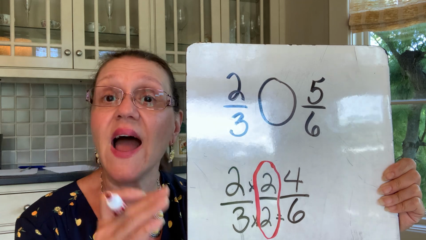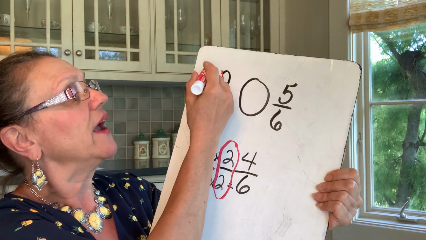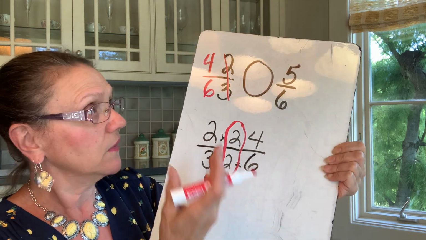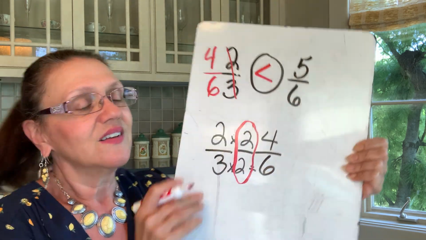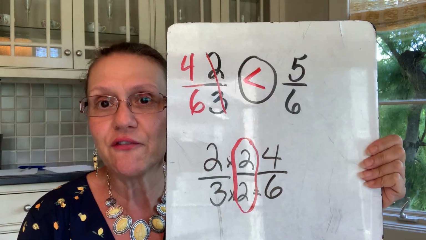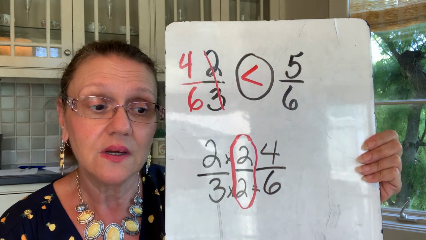But we're not done, because now we can compare 4/6 to 5/6. Well, now it's easy. 4/6 is less. That's using the easy method to compare fractions and create equivalent fractions. Now, I wish that worked every time, but alas, it does not. If your smaller denominator does not divide evenly into your larger denominator, then you can go on to the next method, which I call brute force.